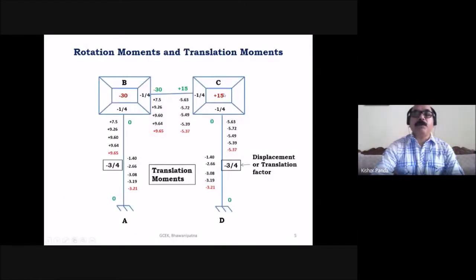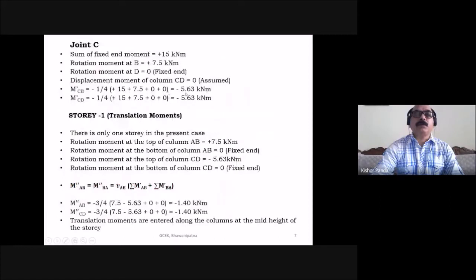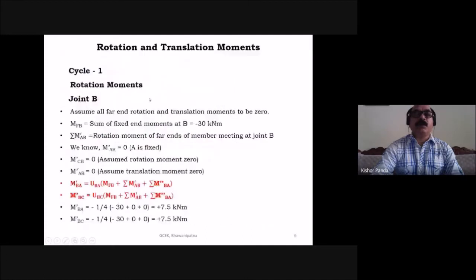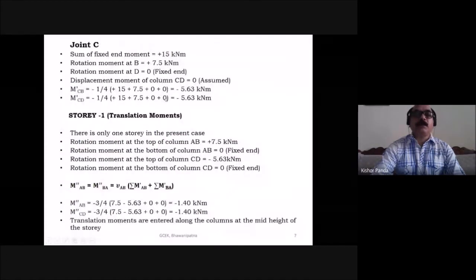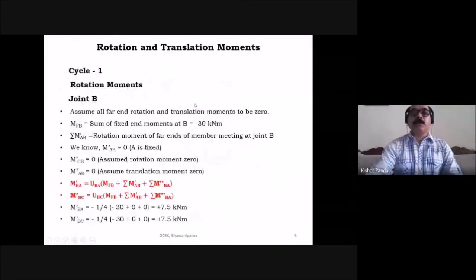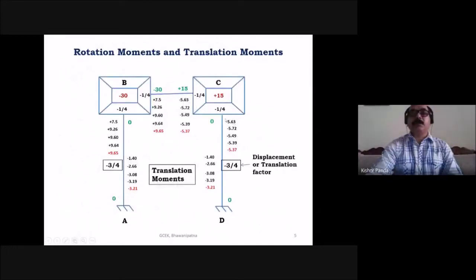M dash CB, that is your 15 into minus 1 by 4 plus 7.5 plus 0 plus 0 plus 0. So this is your minus 5.63. Similarly, you can find out M dash CD you are equal to minus 5.63. Because this is your M dash CB, there is your known translation moment is your 0, and that in first cycle here also this is your 0. So minus 5.63 and minus 5.63. So here you enter minus 5.63. So now the rotational moment of joint B and joint C you got.